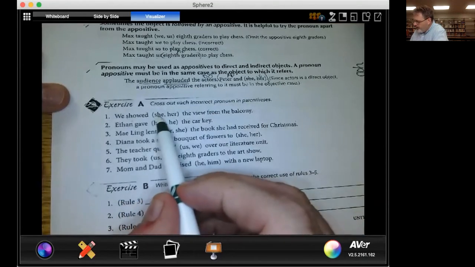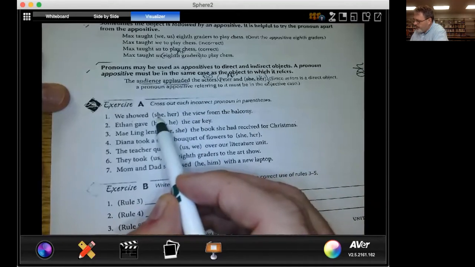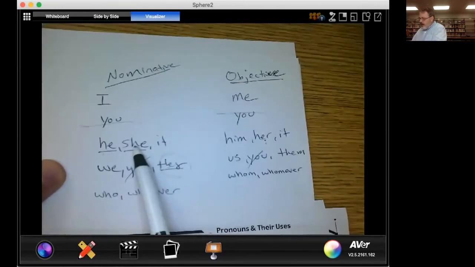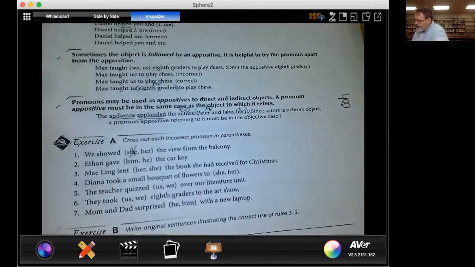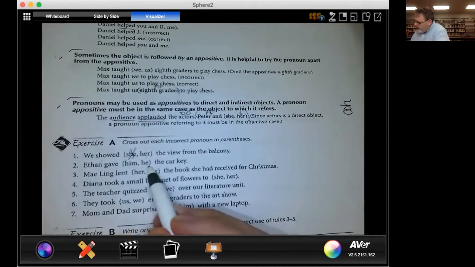We showed either she or her the view from the balcony. Well, which one of those is objective case? Is it she or her? Well, if you look at our list that we wrote, she is nominative, her is objective, so we need to cross out she, and her is the correct answer. Look at the next one. Ethan gave either him or he the car key.